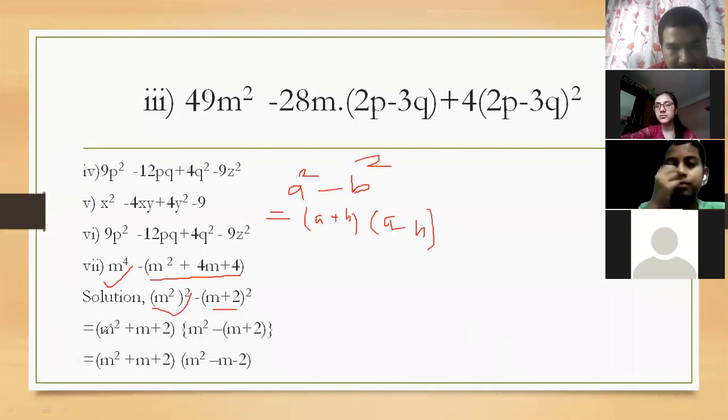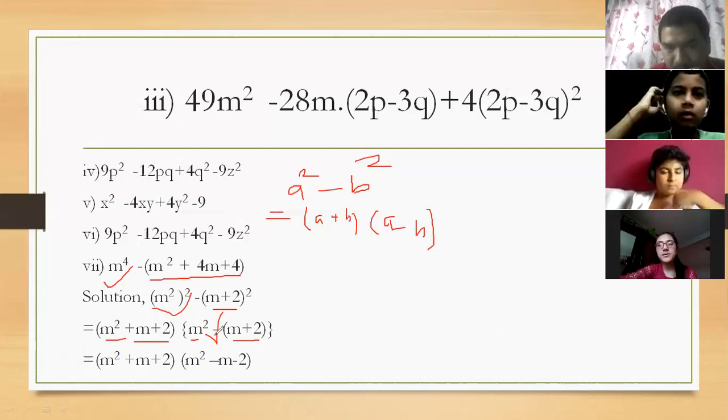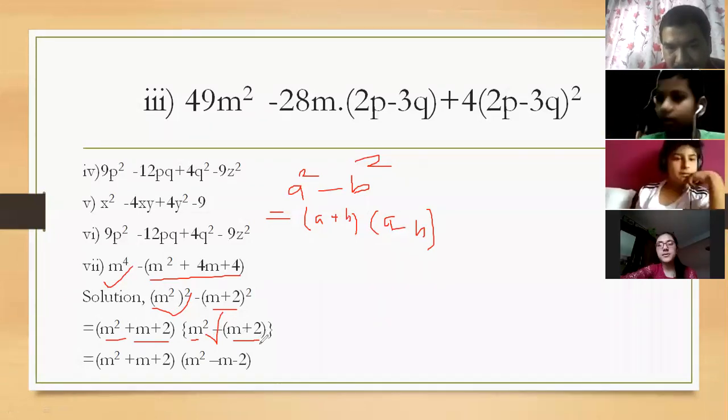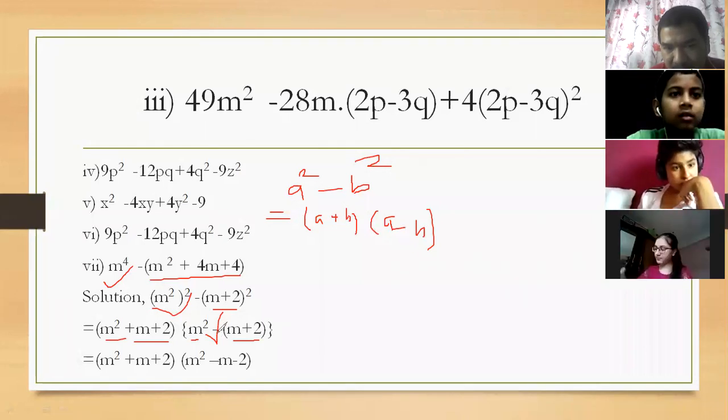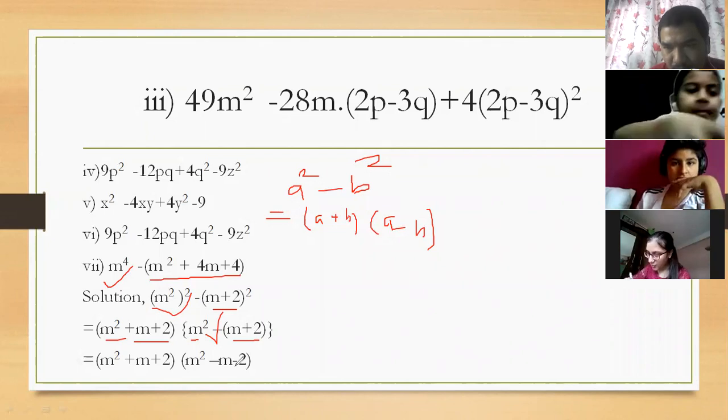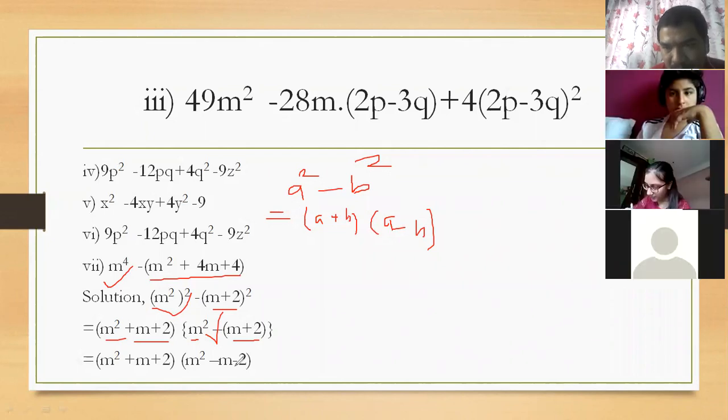Okay, children. A means m square and b means m plus 2. A square means m square. Why is it kept in bracket? Do you know? Because there is minus sign. Yes, minus will multiply inside. That's why you have to keep in bracket. When you open the bracket, this minus sign multiplies inside. Minus plus minus, it will be minus 2. Okay, Prajwal?